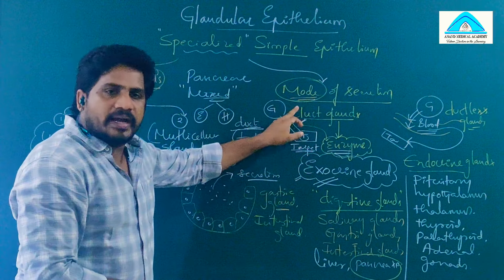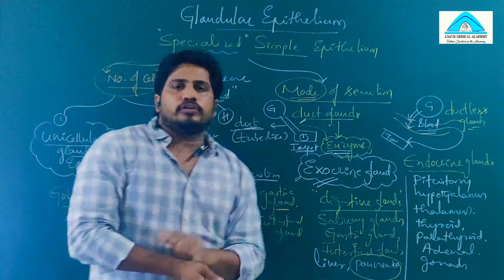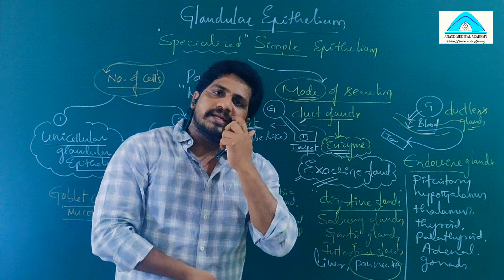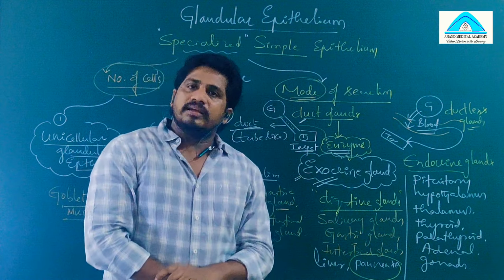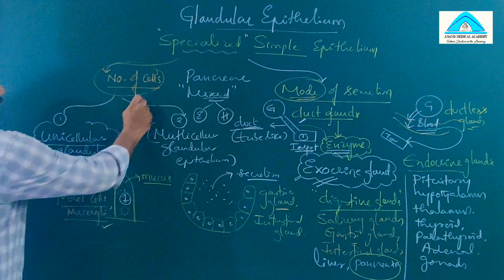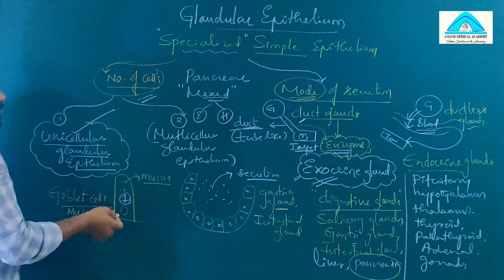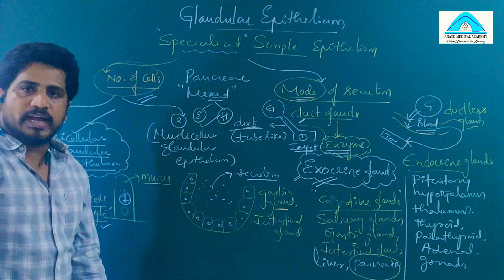The chemical secreted by an exocrine gland is called an enzyme. So the pancreas secretes both. That's why the one and only mixed gland in our body is the pancreas. These are the two different types of criteria we covered for glandular epithelium: according to the number of cells, unicellular glandular epithelium and multicellular glandular epithelium, and the examples we have also mentioned.